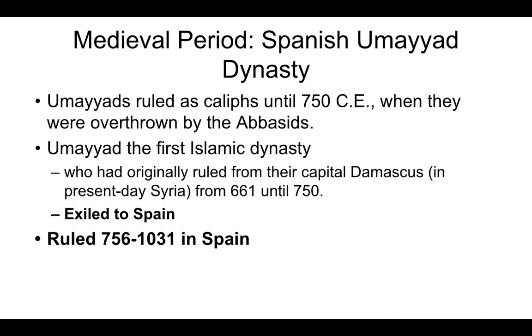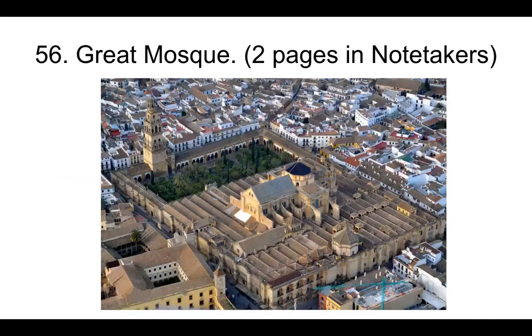They ruled, like I said, until 750 when they were overthrown by the Abbasids that we saw in Iraq. And they retreated, or not retreated, they moved their territory. So they actually moved to Damascus, Syria, and then eventually they were exiled to Spain. And they ruled in Spain from 756 to 1031. So we're going to look at actually two different structures today that are in Spain. Okay, so the first images that we have are the Great Mosque of Cordoba.